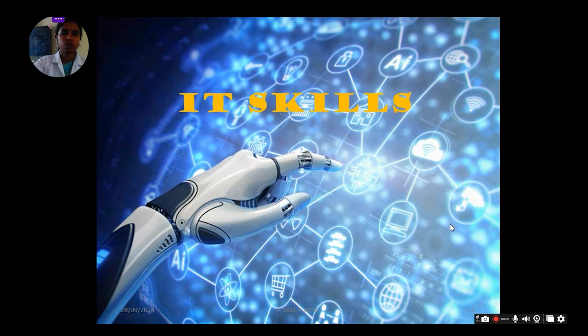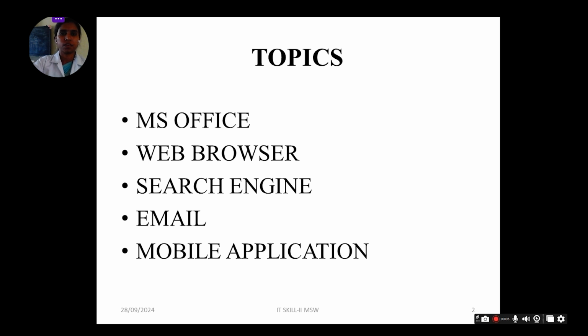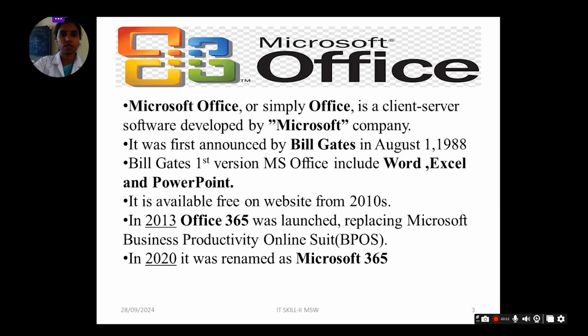Social Sciences. Today we are going to see some common IT skills. Let's see it one by one. Today the topics we are going to cover are MS Office, what is a web browser, a search engine, email and mobile application. Let's first see about MS Office.